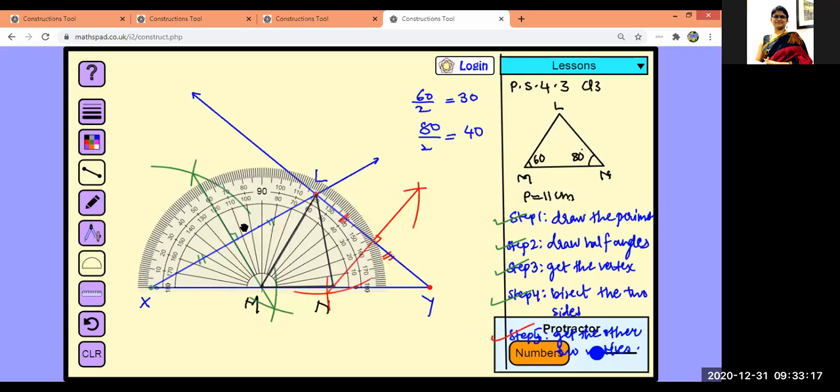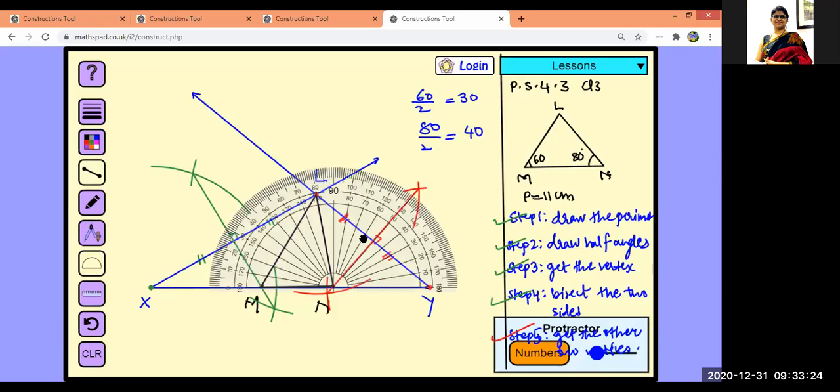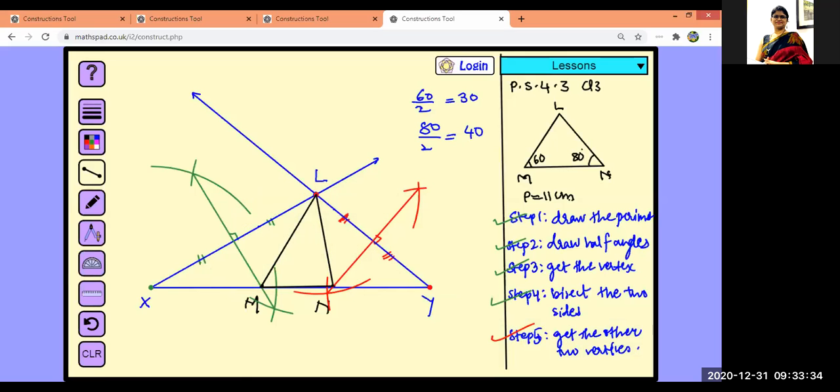So here you can just check angle M, that is 60 degrees, that's perfect. And then place the protractor so that the midpoint lies on point N. You see this is 80 degrees, so that's perfect, correct? And this is how we have completed practice set 4.3.